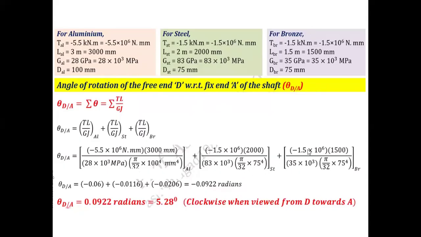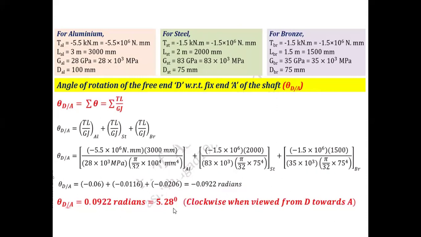Again for bronze, minus 1.5 into 10 raised to 6 Newton mm, length 1500 upon that G value 35 into 10 raised to 3 megapascal and J value is pi by 32 75 raised to 4. So if you put all these values, then you will get theta minus 0.0922 radians. You can convert that value into degree. So minus 0.0922 into pi by 180, you will get that value 5.28 degree.